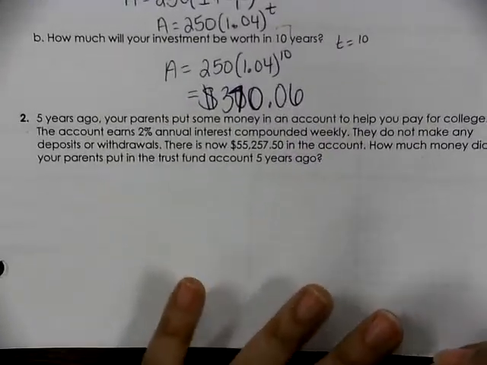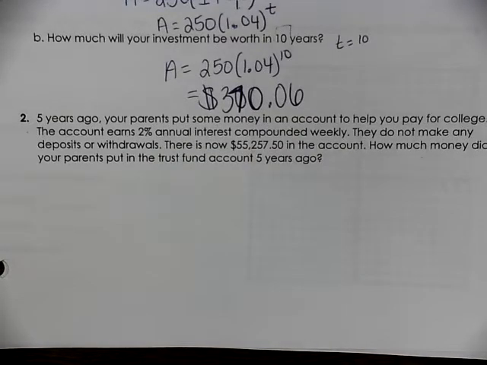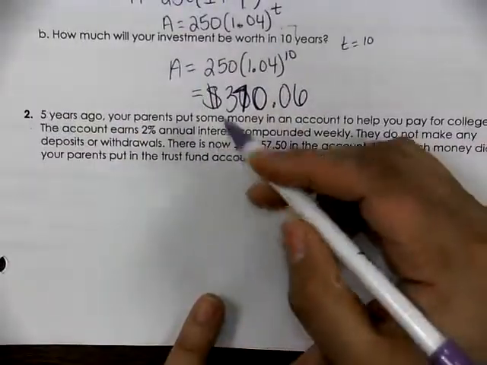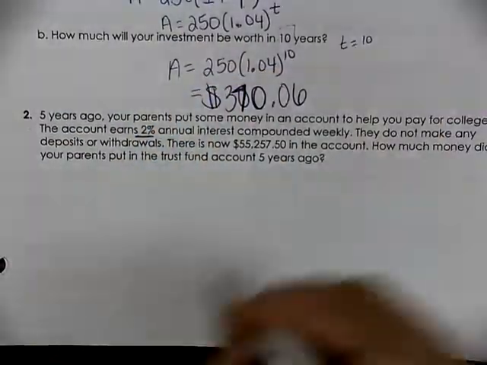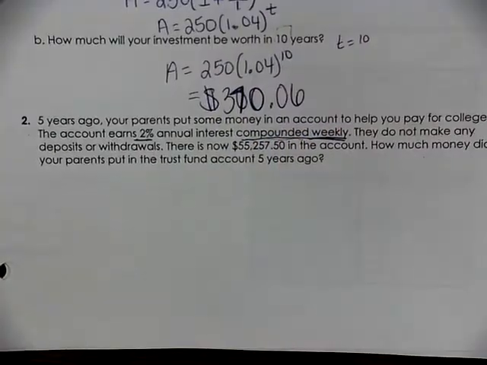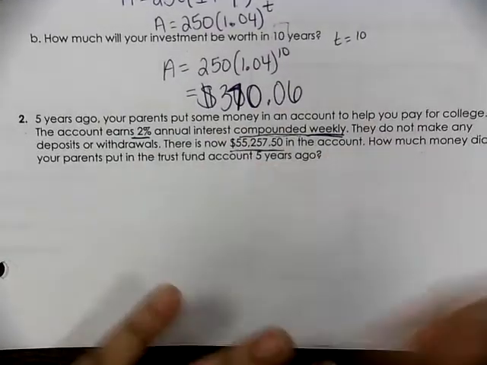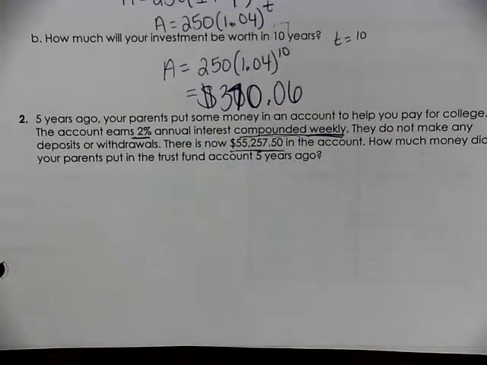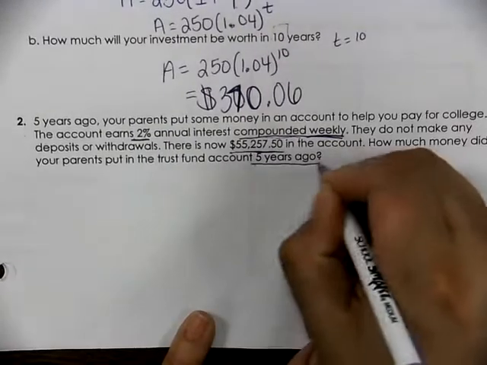Let's try another one. The next one says 5 years ago, your parents put some money into an account to help you pay for college. It doesn't say how much money 5 years ago, but it does say that it happened 5 years ago. The account earns 2% annual interest compounded weekly. This is important here. They don't make any withdrawals or deposits, and now there's $55,257.50 in the account. How much money did your parents put in the trust account 5 years ago?